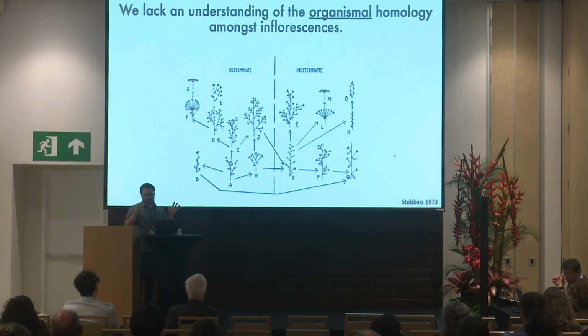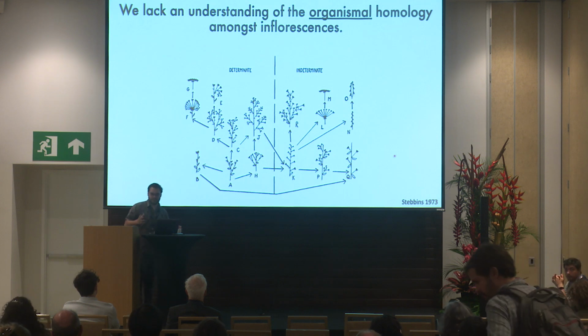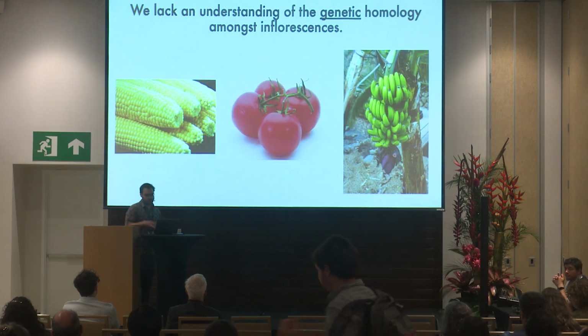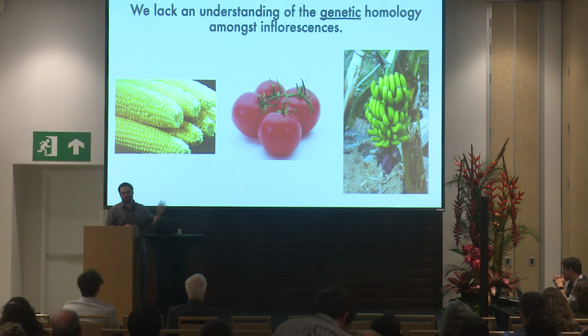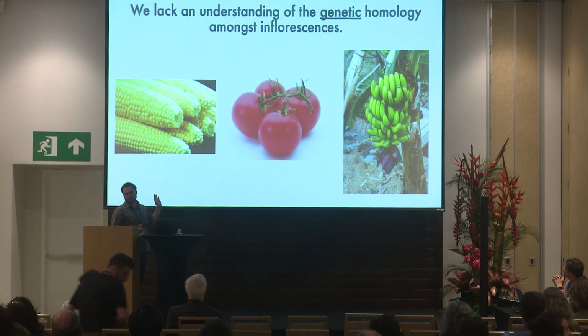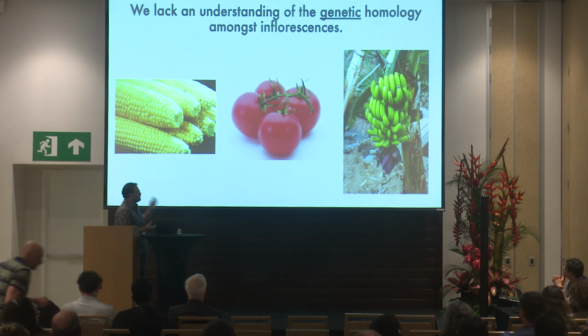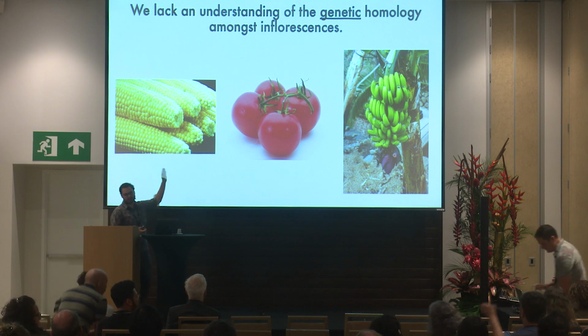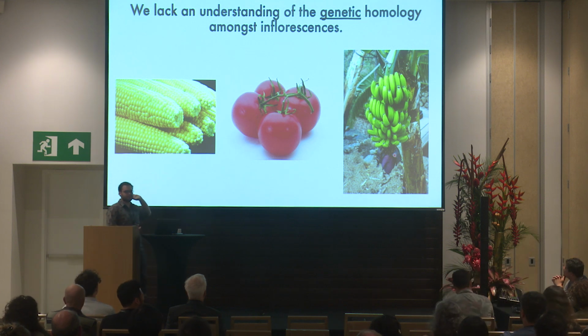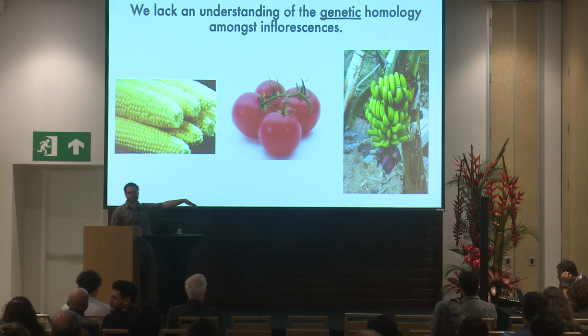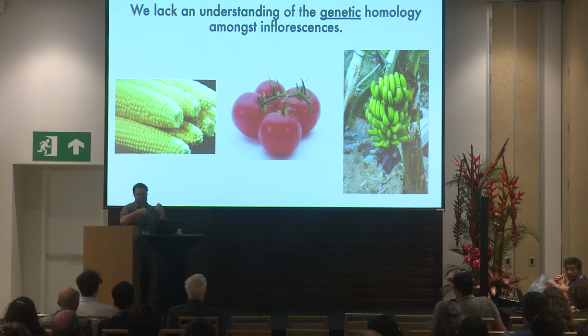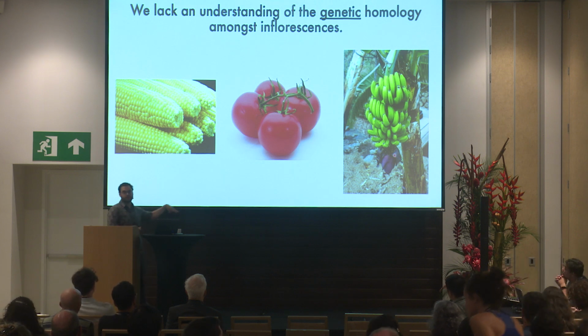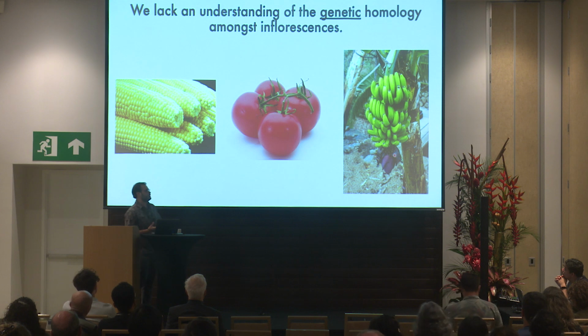And I think as a botanist, I hope that that's sufficient justification for this work, but I often speak with non-botanists, and if we lack an understanding of the organismal homology, we also lack an understanding of the genetic homology. And that comes into play when we think about crops. We have the cob of a corn, the vine of a tomato, the bunch of bananas. These are all inflorescences. Within these respective fields, there are plant breeders trying to dissect the genetic basis of these functions, but there's often no crosstalk. So hopefully I've justified the importance of this trait.